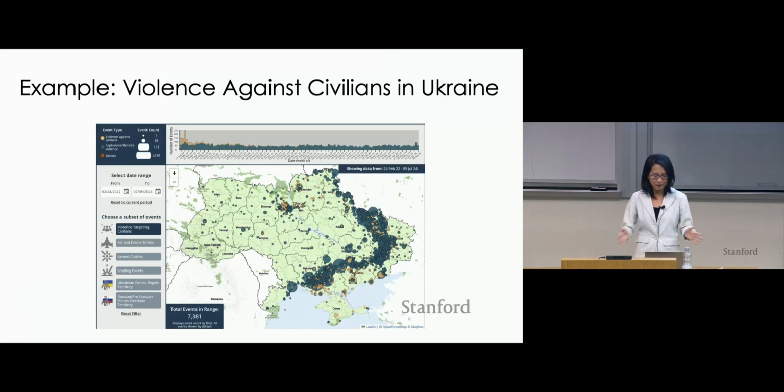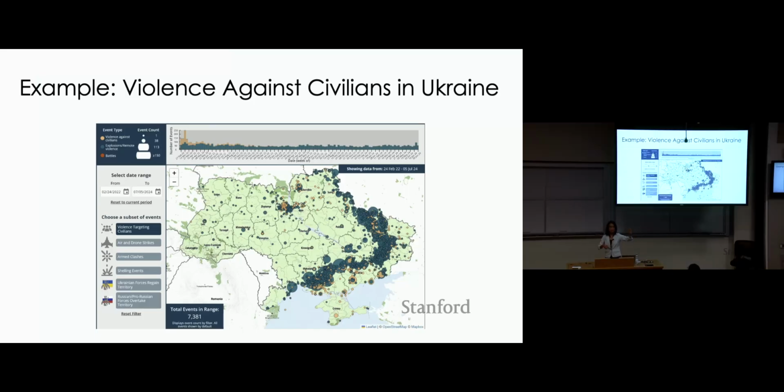So for example, they have a graph on the violence against civilians in Ukraine, and there are many, many dots that show violence targeting civilians, air and drone strikes. We read some newspapers at a high level, but here they tell you in which location there was a drone strike. This is coming from local reports by people in Ukraine, and this is how you can get the detailed information. And the big picture can only be put together by looking at all the specific instances.